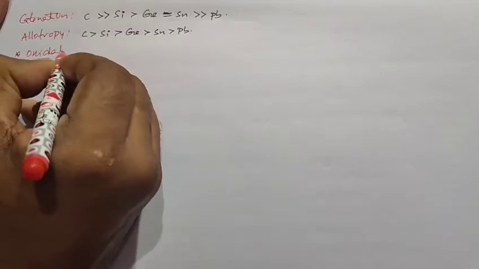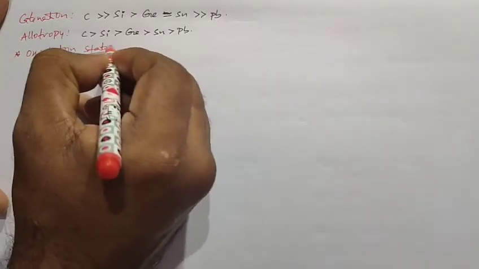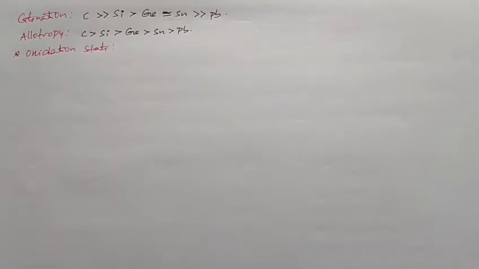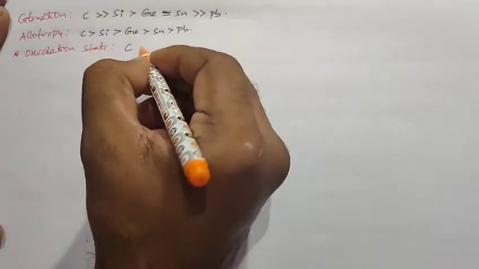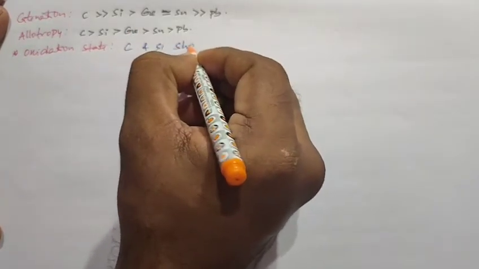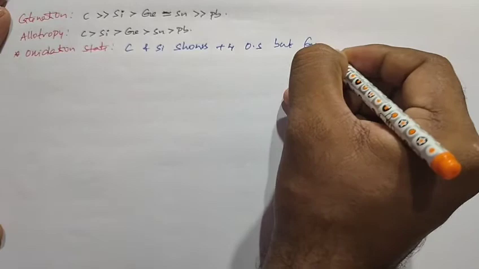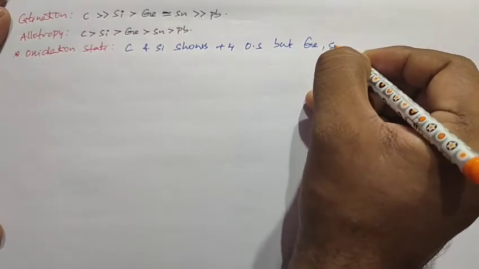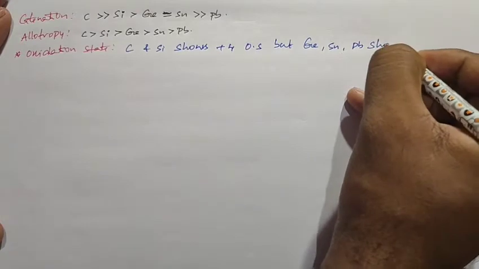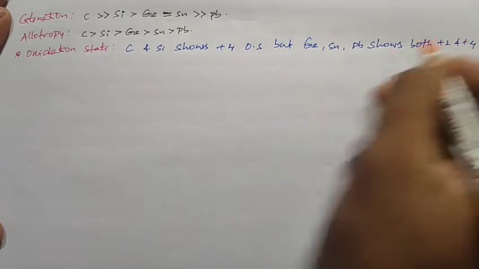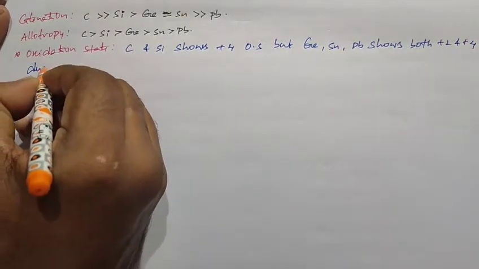The last physical property is oxidation state. All group members can show oxidation states like +4 and +2, but carbon and silicon show only the +4 oxidation state. Germanium, tin and lead show both +2 and +4 oxidation states due to the inert pair effect.